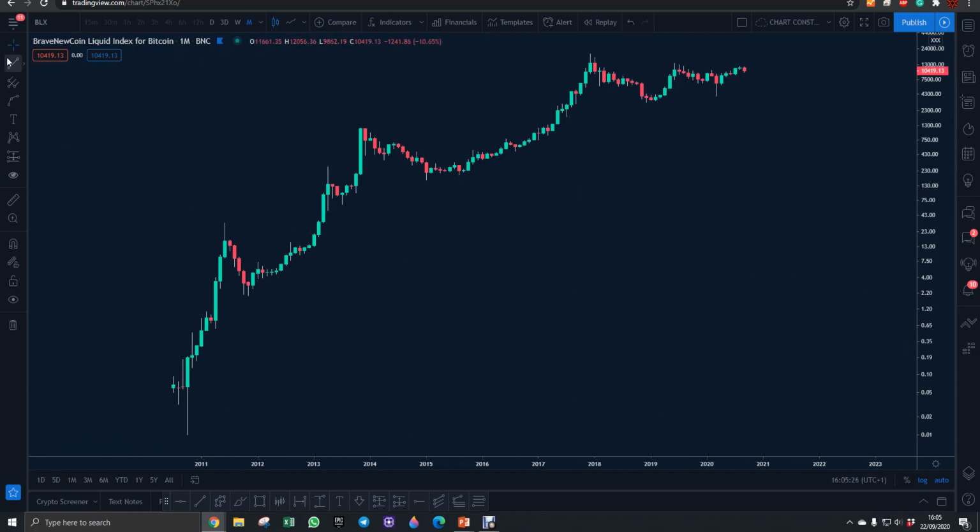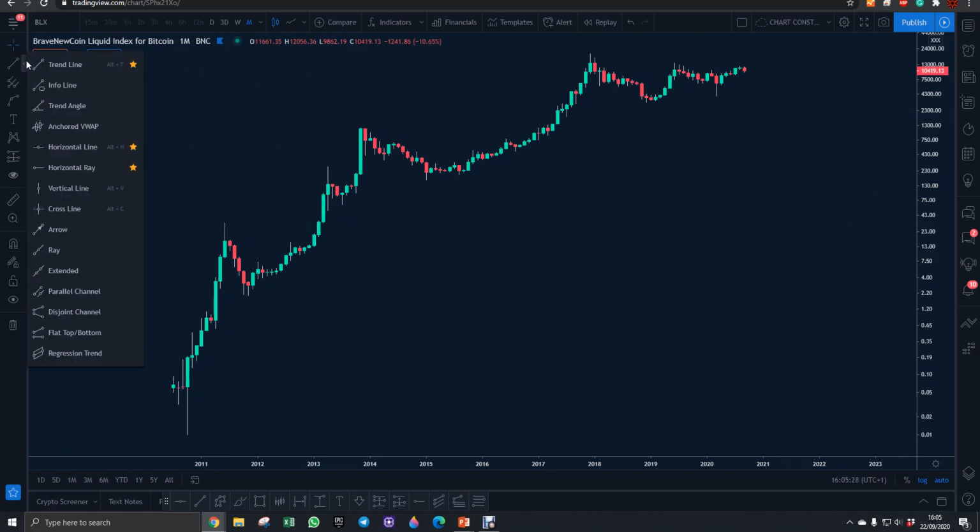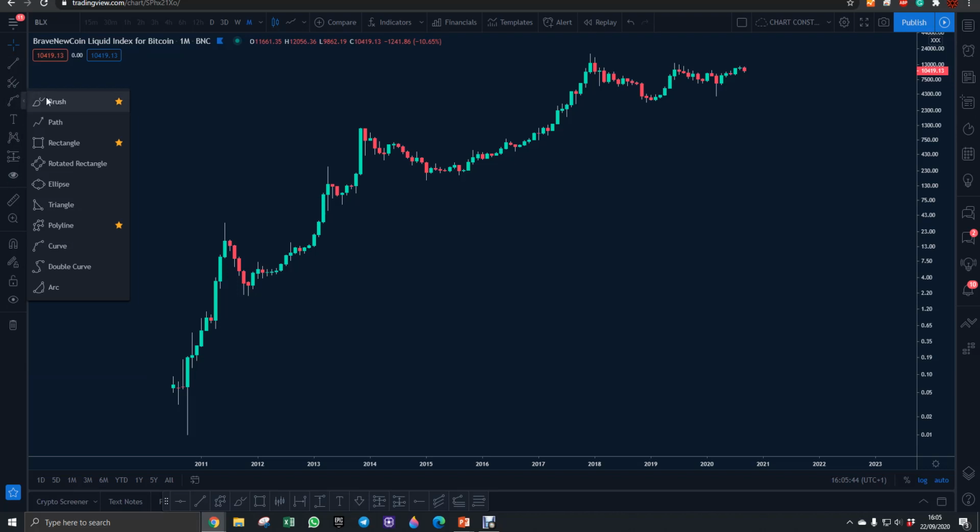So just to note, there's a few tools down the side here. We've got trend lines and tools that help us with assessing trends. And then there's all these other indicators and things here. We're going to ignore most of the other stuff. We're going to be focusing on these drawing tools. You've got your painting tools here as well.